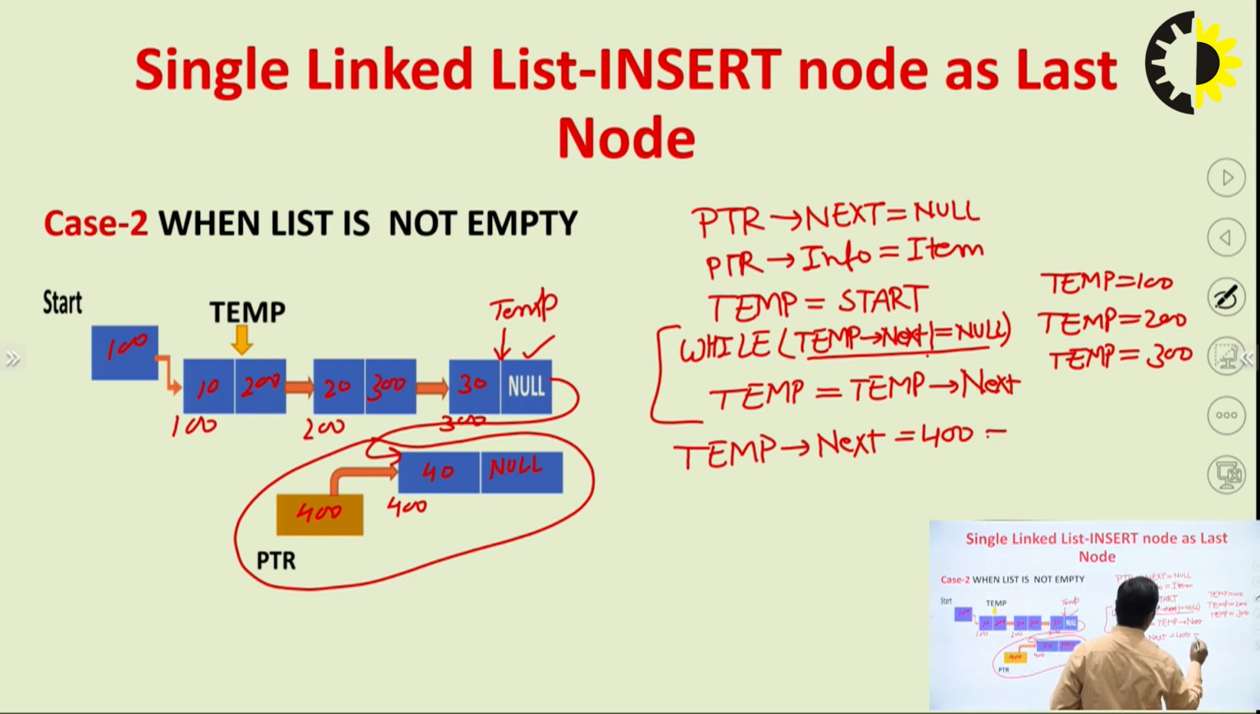So where is this 400 stored? Inside the PTR pointer. Now temp arrow next equals to PTR. Okay, so what we have to do? We have to first insert the null inside the address field of the last node, the newly inserted last node. Then we have to insert the item information in the information field of the newly inserted last node. Then we have to traverse the list. So we have taken a temporary pointer.